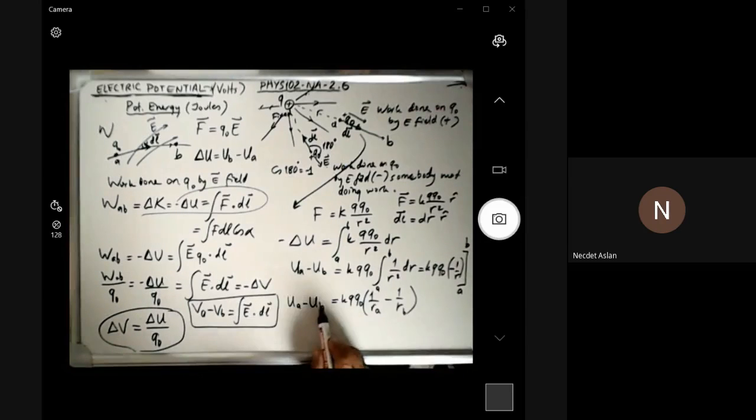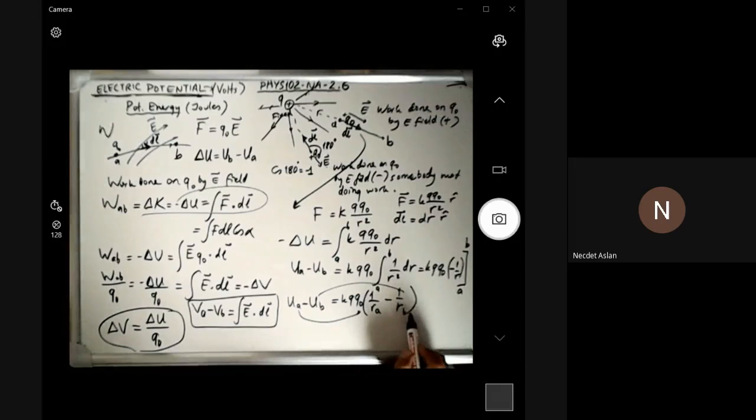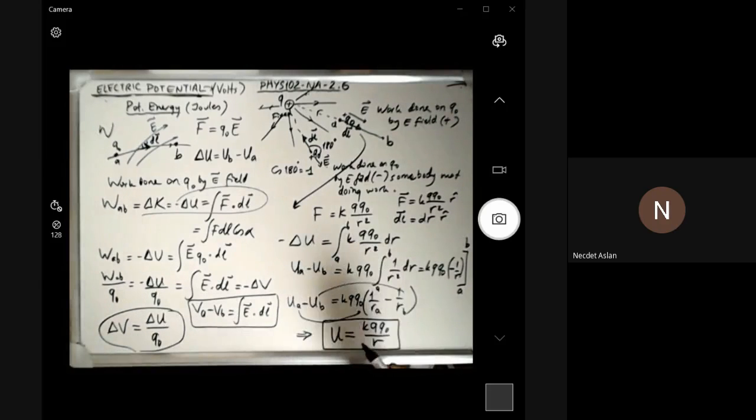As you see, this is the difference between two terms, and this is also the difference between two terms. Then these terms should be identical. So from this, I can see that UA is equal to KQ0 over RA, and UB is the same with RB in the denominator. From this expression, we can see that the potential energy is given by KQ0 divided by R. The force was given by this, where R squared was in the denominator, but here we have R in the denominator, so it's called the potential energy.